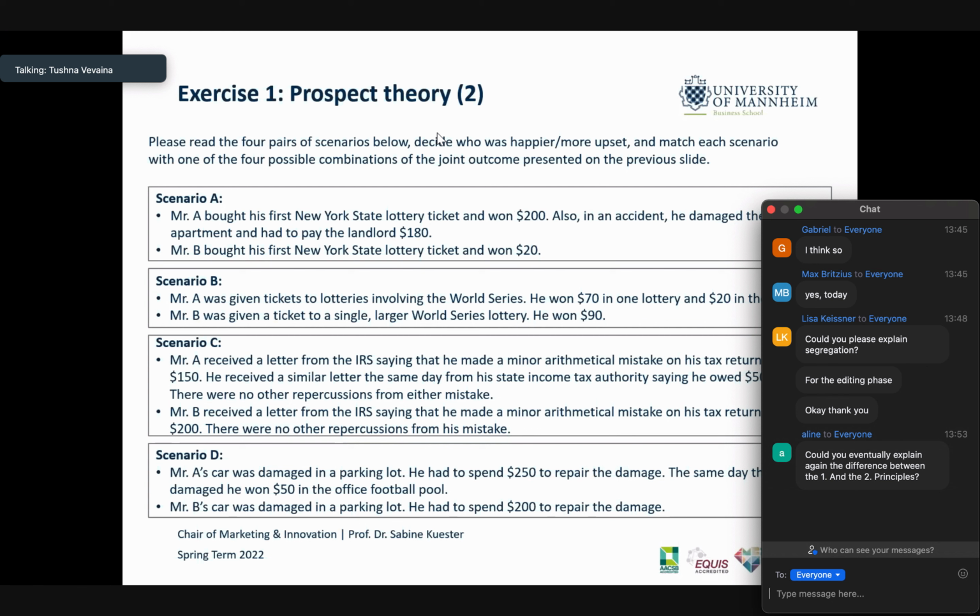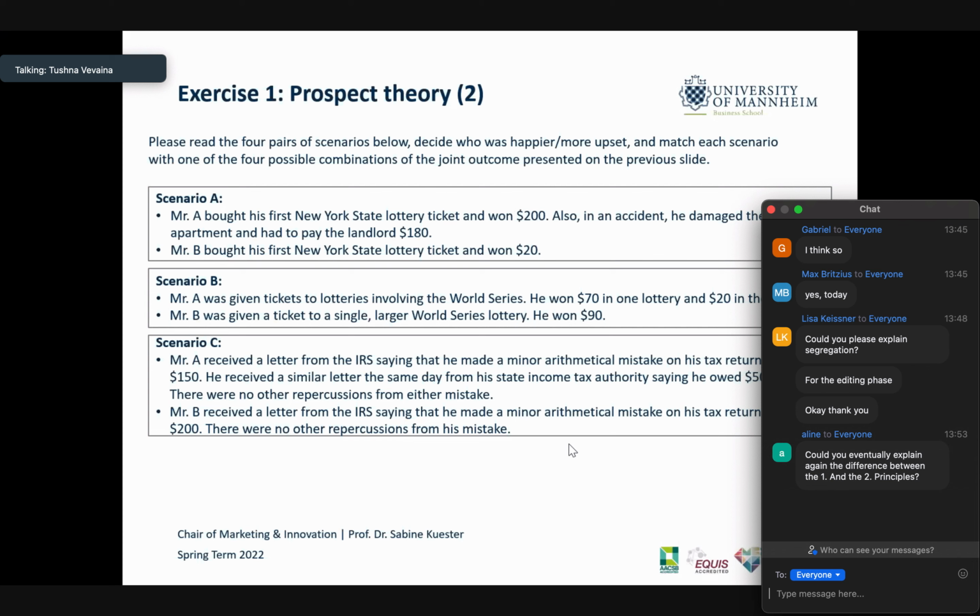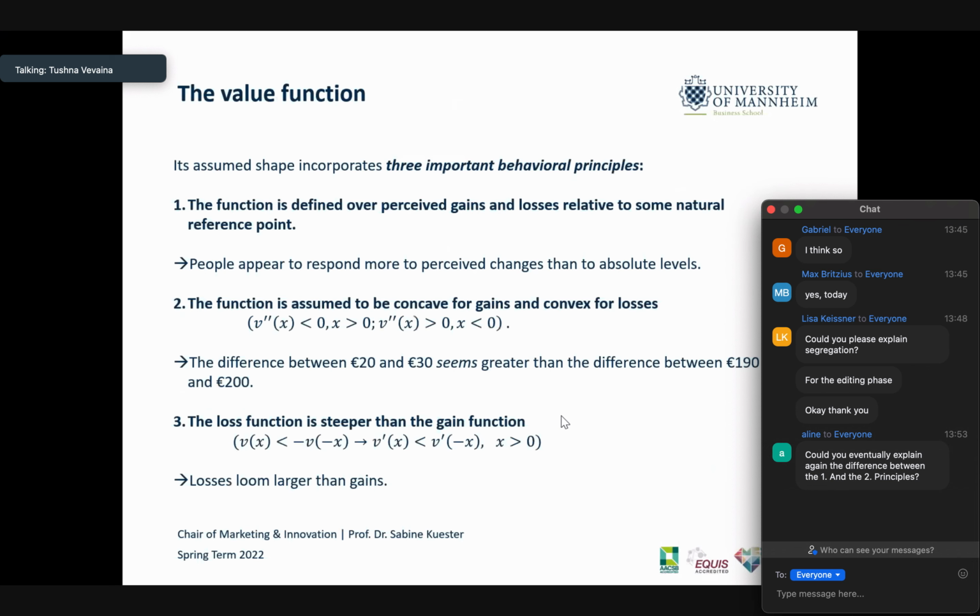And I see a question in the chat regarding, could you eventually explain the difference between 1 and 2? So I'll go ahead and explain that as well right now.